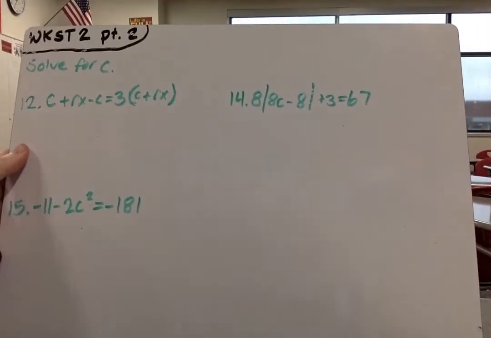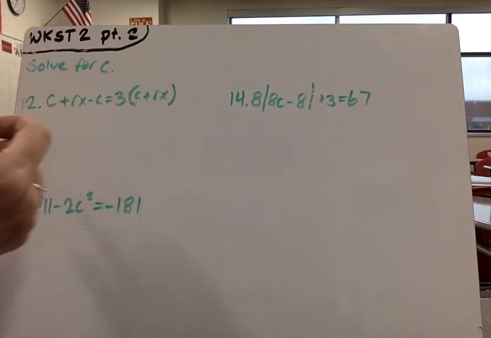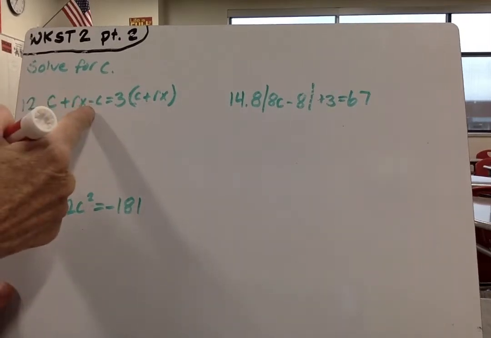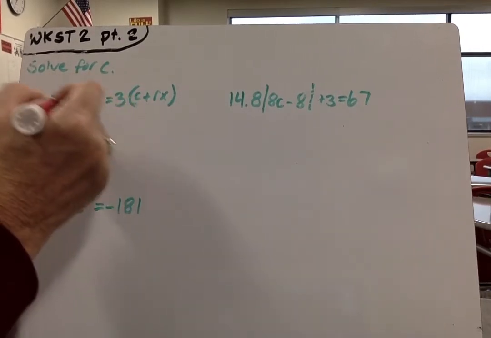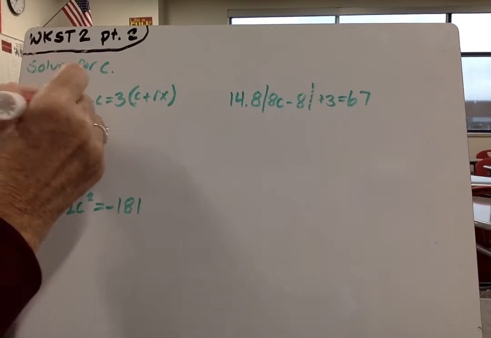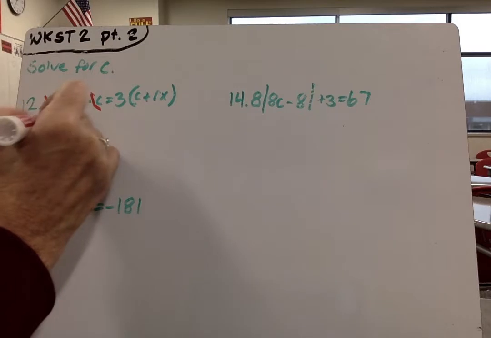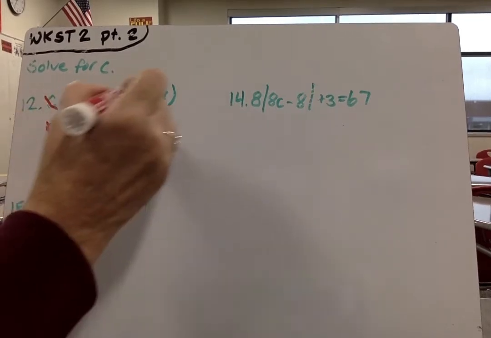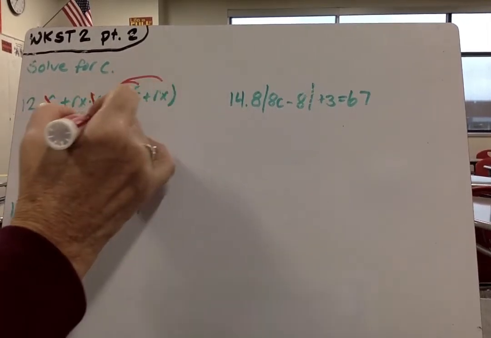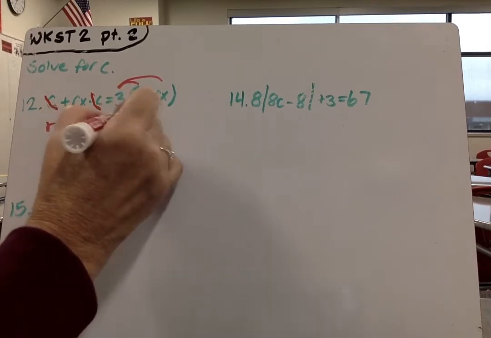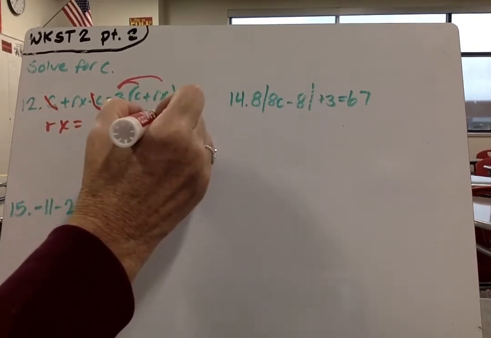Next, it gets a little more complicated where it says solve for C. Now, this is when it's got more than one variable, so there's lots of C's here. So if we have the first one, this is number 12. If I have a C and a minus C here on the same side, I'm going to cross them out because C minus C is 0. So then I have an Rx equals, and I'm going to distribute the C, 3C plus 3Rx.